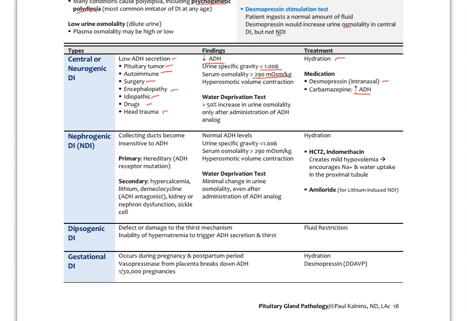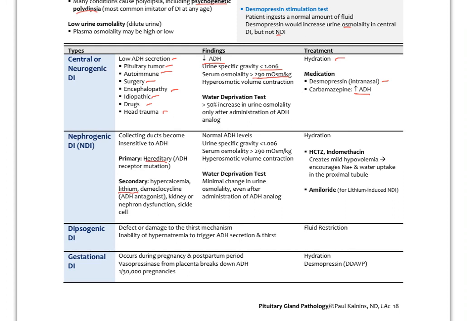Nephrogenic DI, NDI: the collecting ducts become insensitive to ADH. That can be either primary, hereditary causes like ADH receptor mutations, or more commonly secondary, and the big cause is lithium. So high lithium, like for bipolar disorder, could induce nephrogenic DI. Could also be from kidney or nephron dysfunction, sickle cell anemia, and so forth.